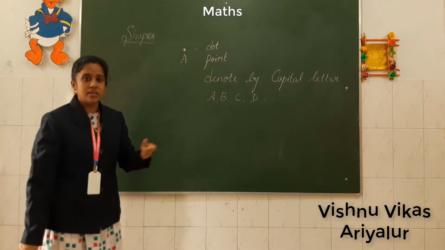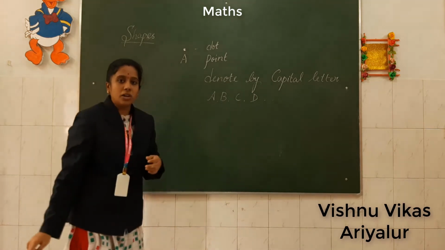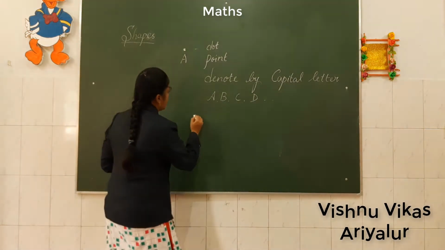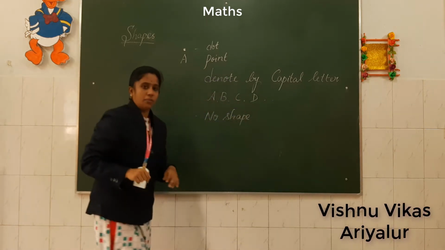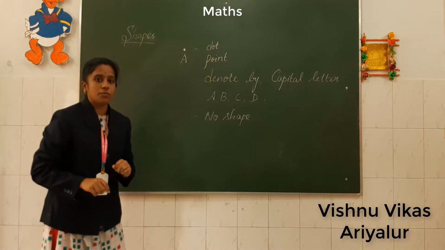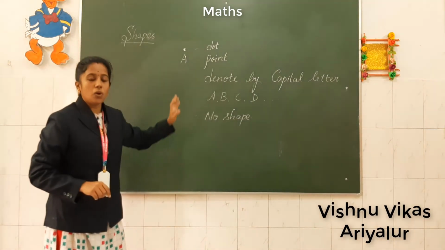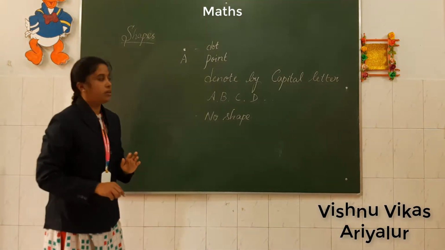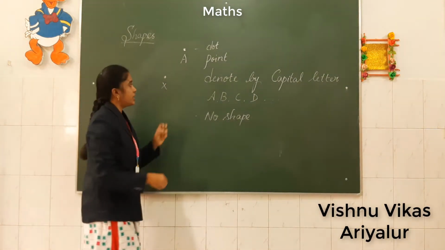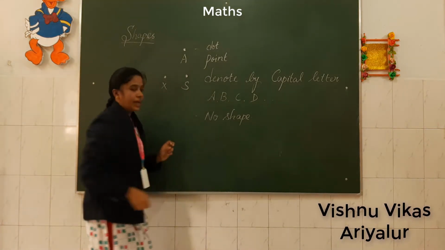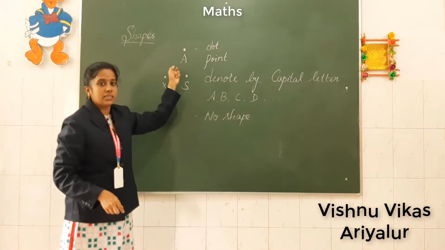In the dot, does it have any definite shape? Simply just put a dot. It does not have any shape. So a point has no shape. And this point is denoted by capital letters. Likewise, out of these points, for example, another point we will mark as X, only with a capital letter. Another point with the letter S. So these are called points.